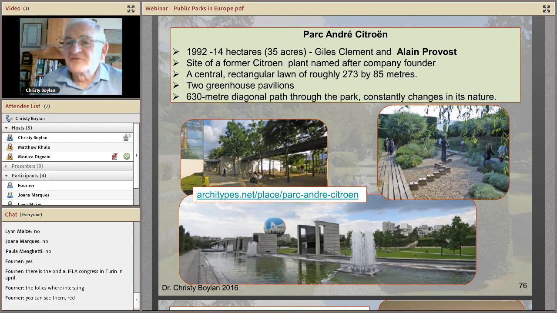Sorry, I see Elizabeth wrote a note here. There's an IFLA Congress in Turin. That's true, yes, an IFLA Congress. Thank you, Elizabeth. I didn't notice that comment until now. If anyone wants to go to that, true.